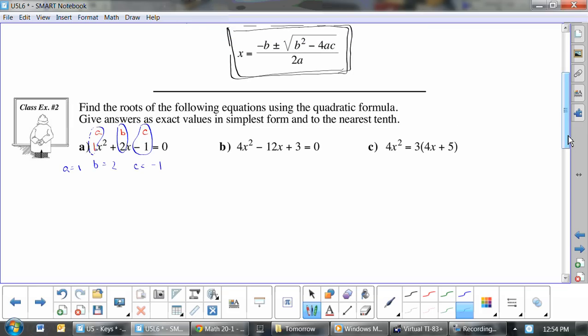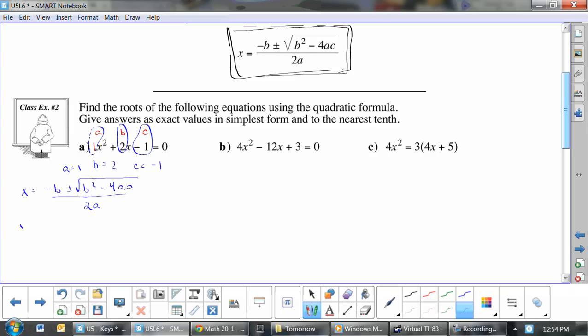Okay. And then we can write out our quadratic formula, which is negative b plus or minus the square root of b squared minus 4ac, all over 2a. You'll never forget that. Okay? So then all we have to do is substitute those coefficients into our quadratic formula.